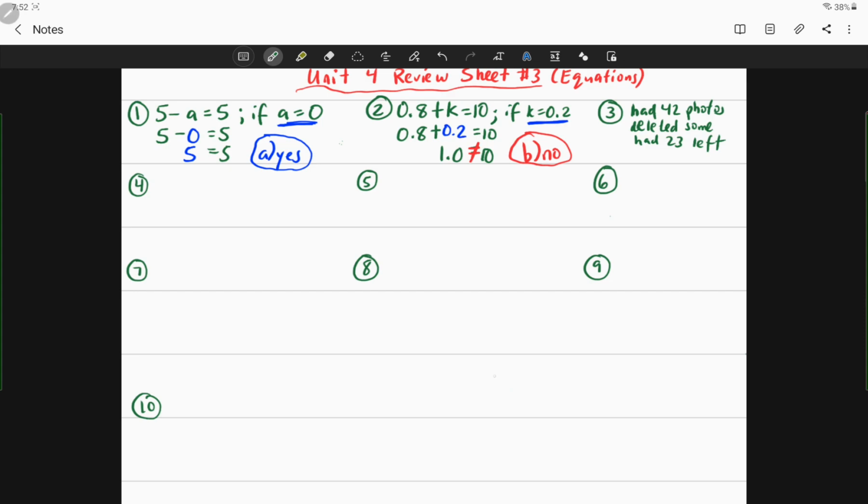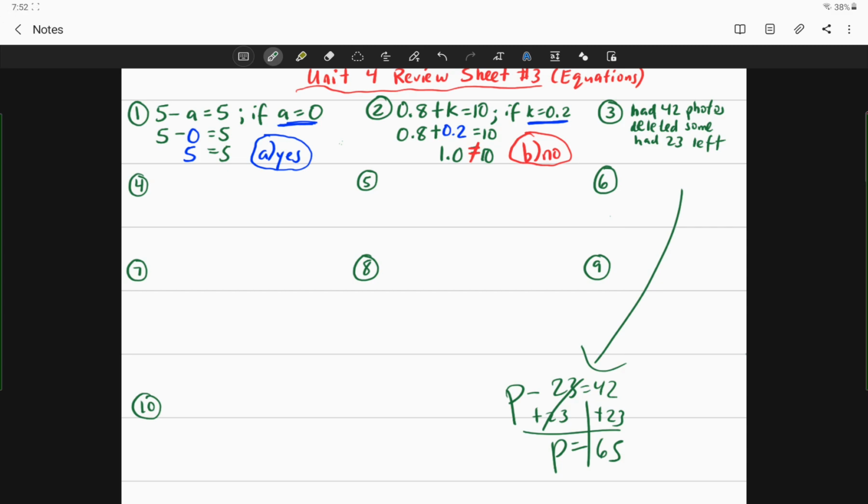Again, I don't have a lot of space, so I'll just work on them down here for the time being. So she had 42. She got rid of some and had 23 left. But it can't be letter A, which says P minus 23 equals 42. If I solve this one, add 23 to both sides, that means she started with 65 photos, but the question says Sharon had 42. So it's not letter A.